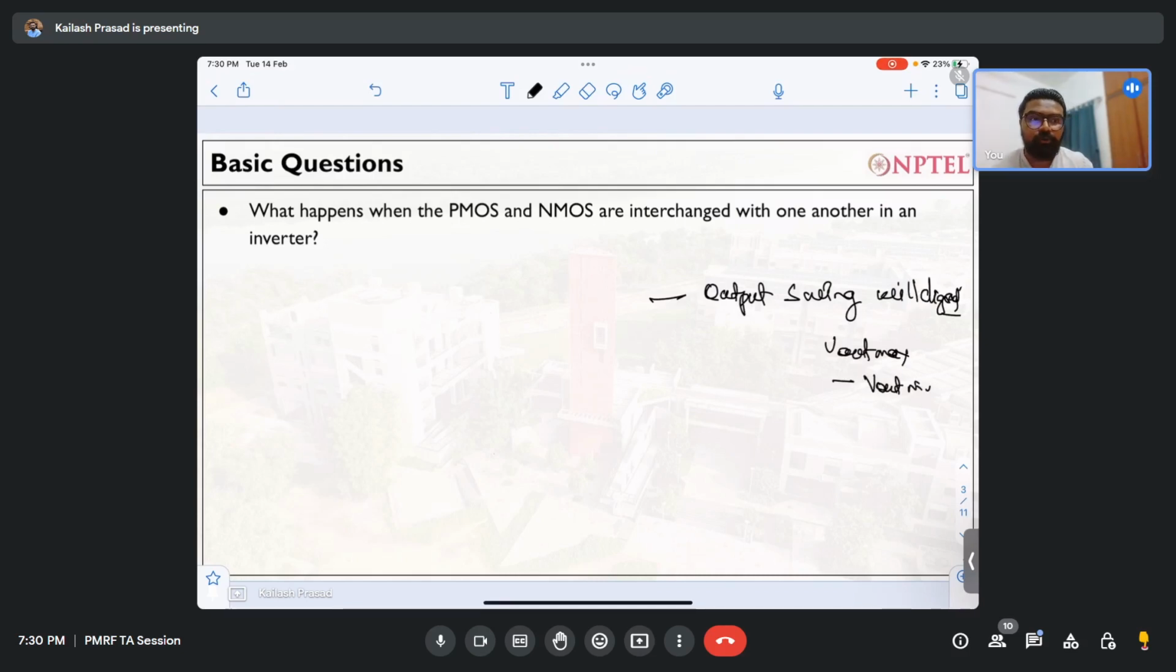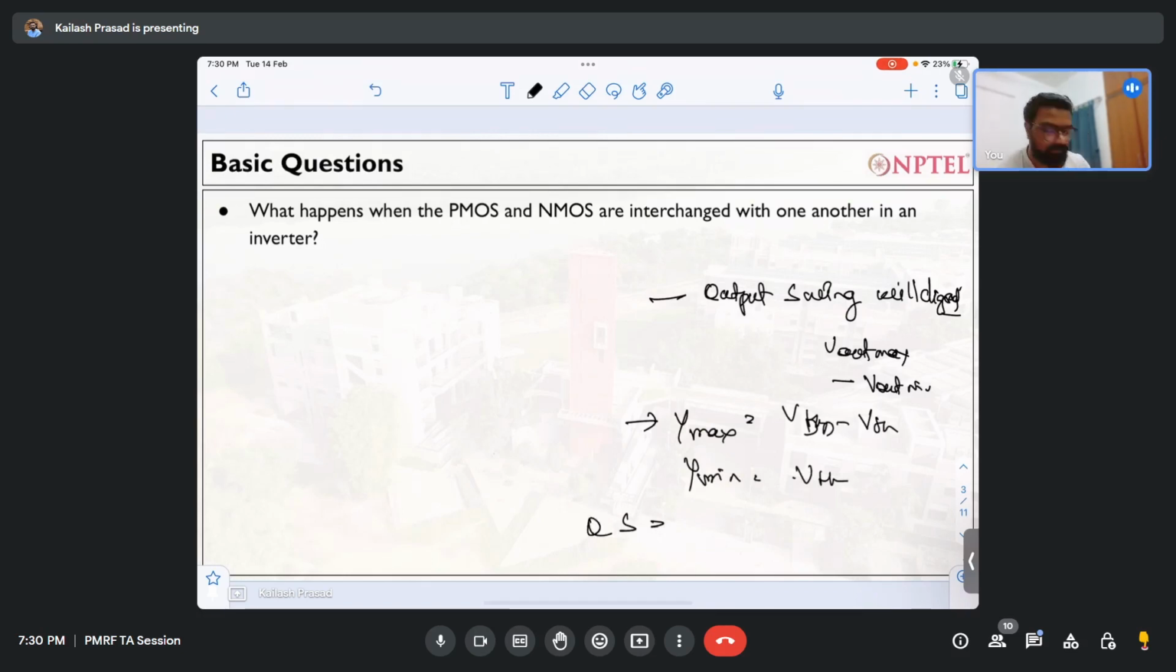And output swing will degrade by how much? So I've said that, right? V out max was how much? VDD minus VTH, and V out min was VTH. So the output swing, OS, we can say, will be VDD minus twice of VTH. So the output swing has been degraded by twice of VTH. So this was the first question, which was the basic one. Any questions in this regard? I hope everybody understands this concept.